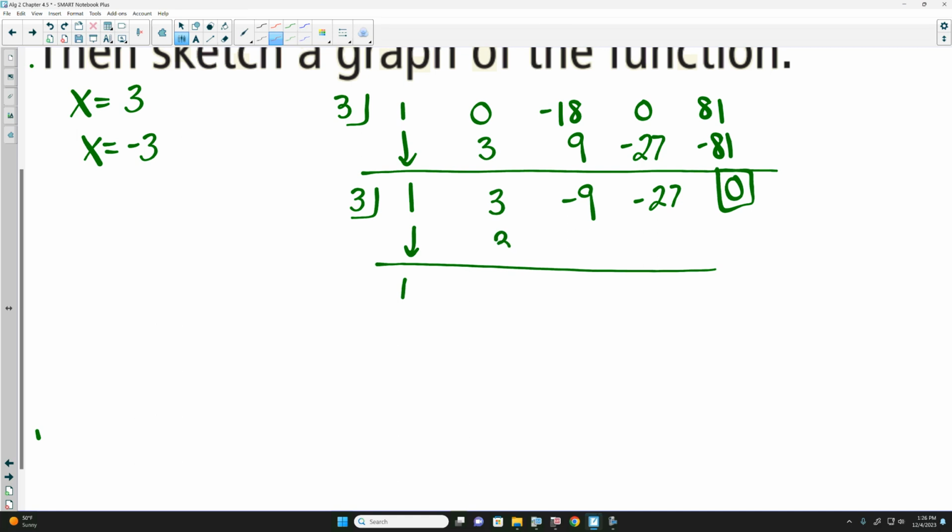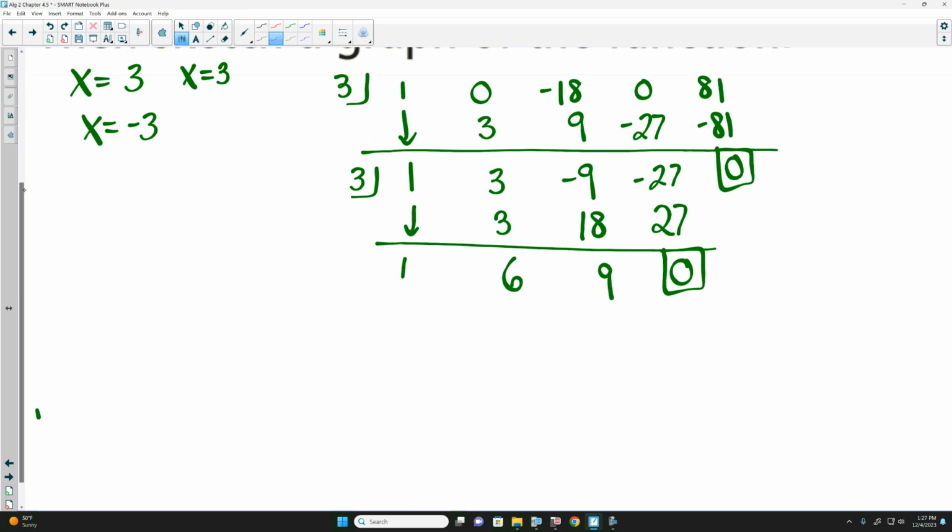3 times 1 is 3. 3 plus 3 is 6. 3 times 6 is 18. Negative 9 plus 18 is 9. 3 times 9 is 27. And negative 27 plus 27 is 0. Now, part of the reason we knew 3 was repeated was because it touched the x-axis at that point and did not cross. So 3 showed up twice.